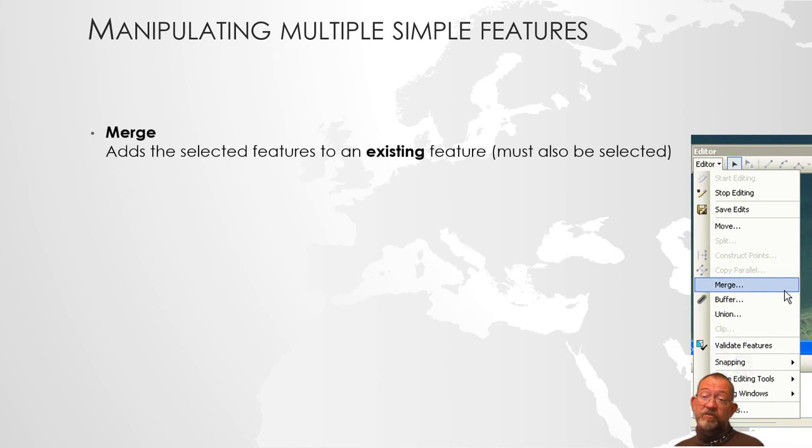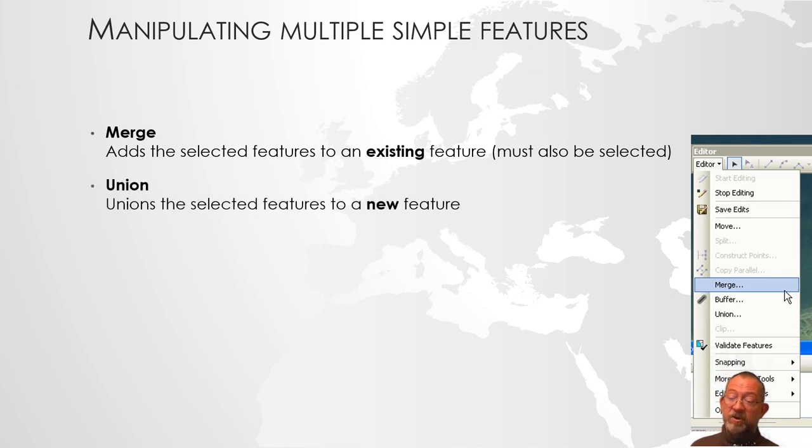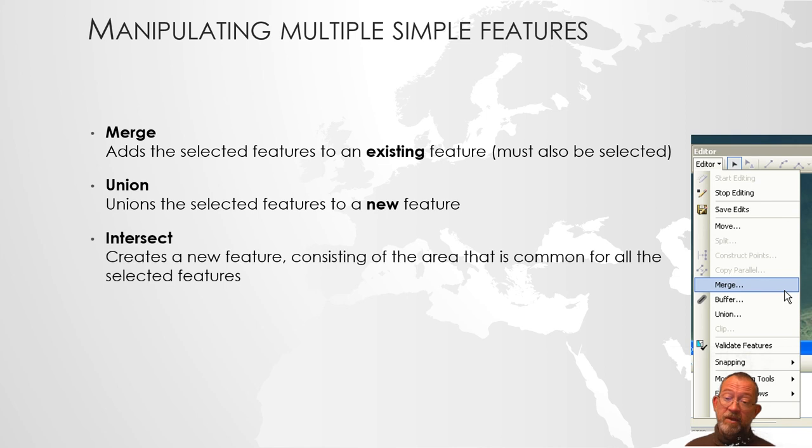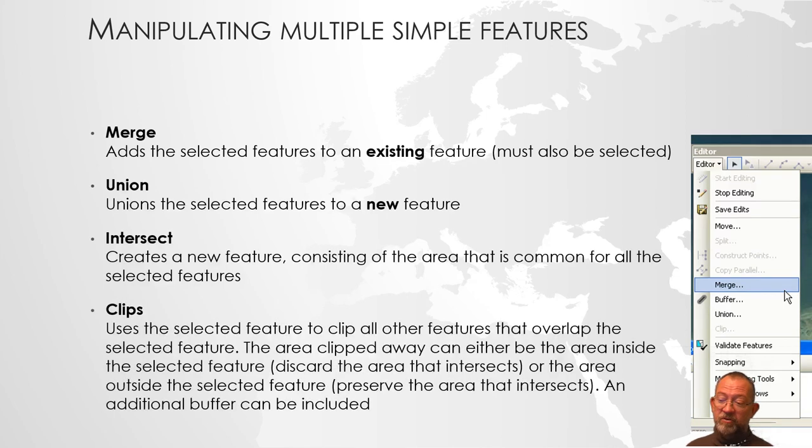And finally, if you have created more than one, you can merge them together. If you want to have 2 geometries become one object, you can use the union that will take 2 objects and create a new feature of the 2. You can use the intersect, and you can use the one that is typically used, the clip. So if you have drawn a lake, then you can draw the island, and then you can clip the island onto the lake so that you don't have to draw that line twice.